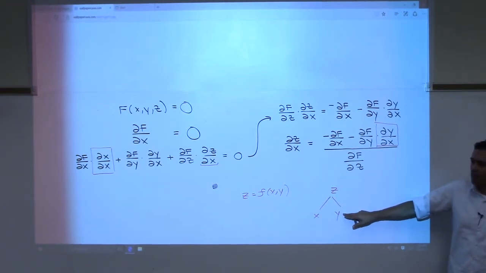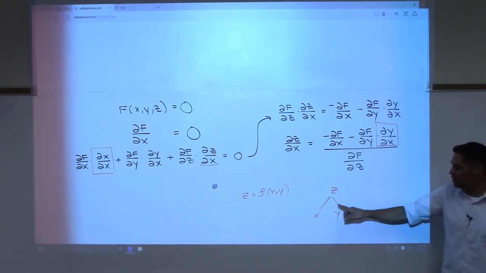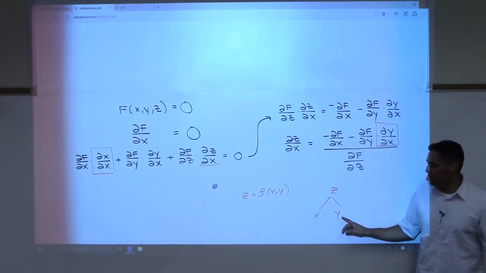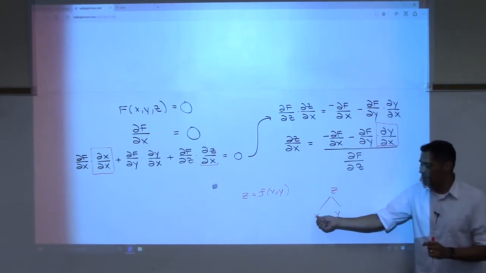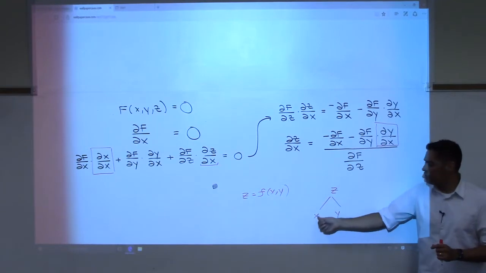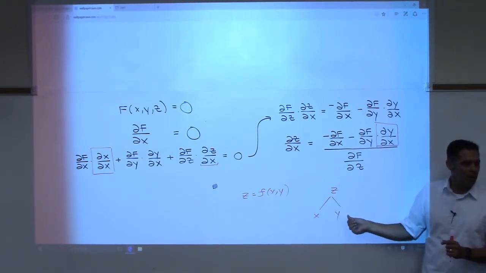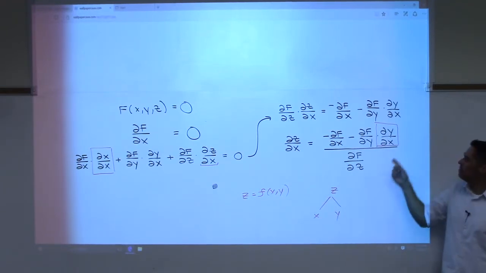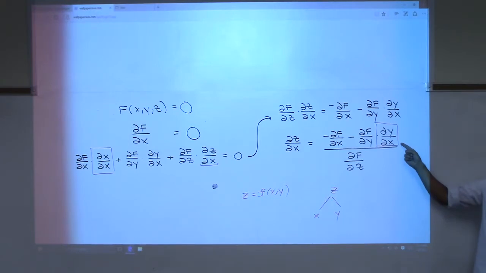Does y depend on x at all? It does not depend on x. Our second assumption was that z is a function of x and y, which means they're independent from one another. If x changes a little bit, yes, that changes z, but x changing a little bit doesn't impact y at all. That means this should be what? Zero. A change in x has no impact on y.